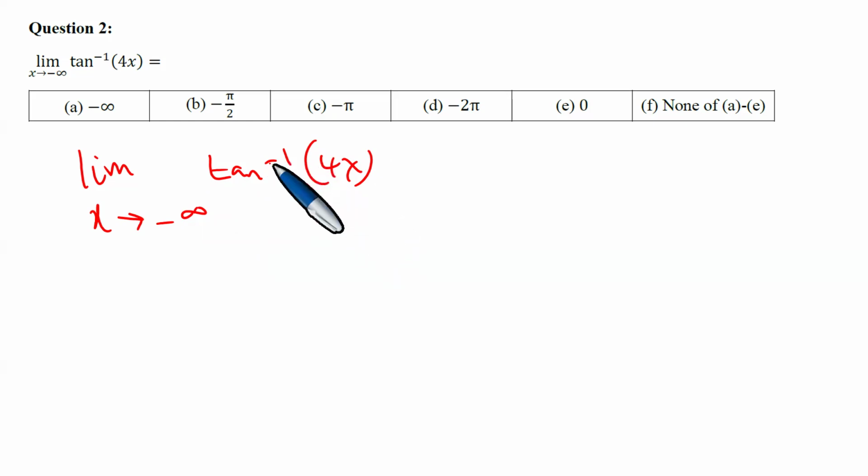Okay, let's look at this one. You have the limit of arctan of 4x. What do you think this limit is exactly? What would you think this limit is precisely? Let me know when you're done, please.